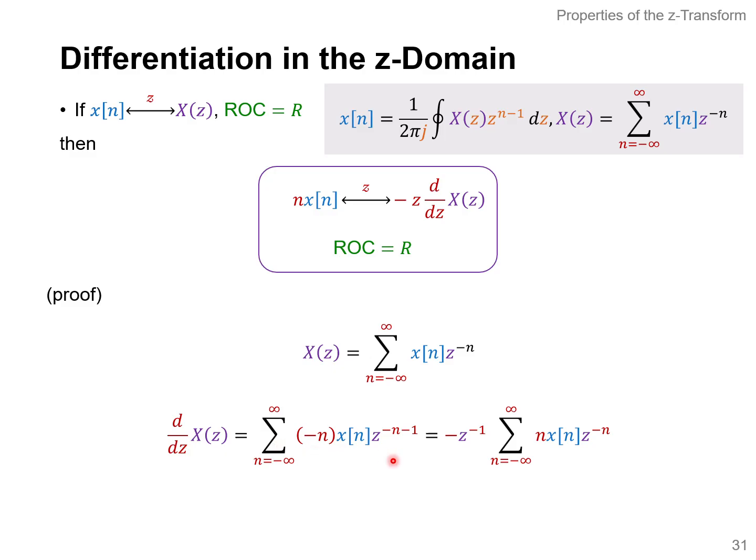So after simplifying, we see a clear result. The effect of multiplying by n in time is the same as taking a derivative of x of z and scaling it by minus z.